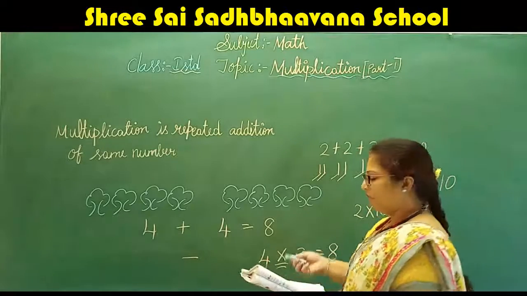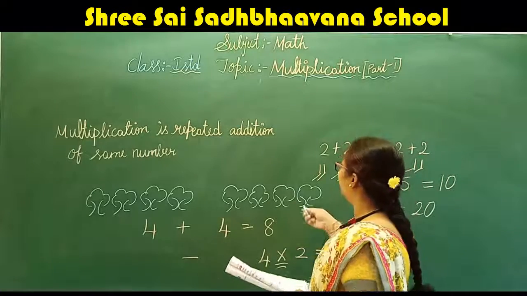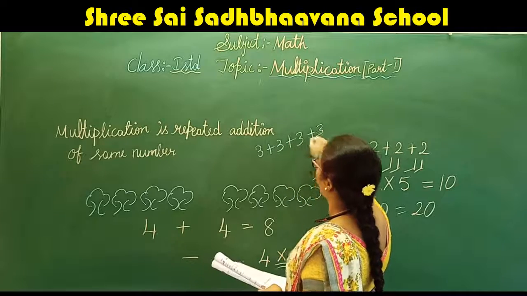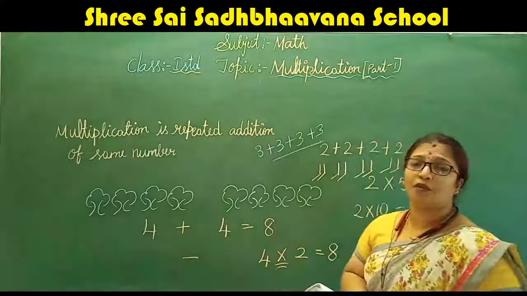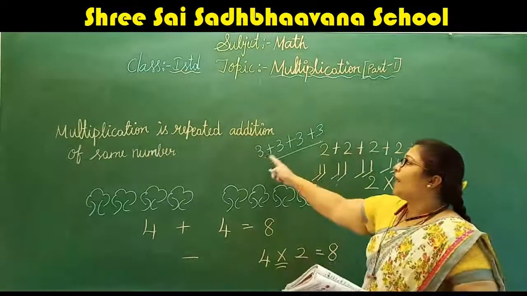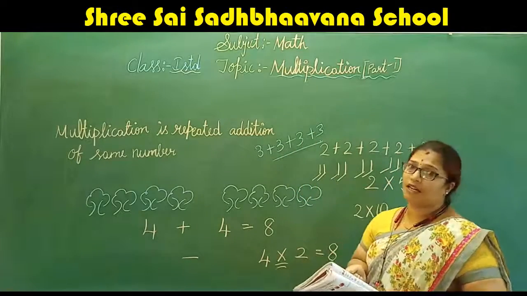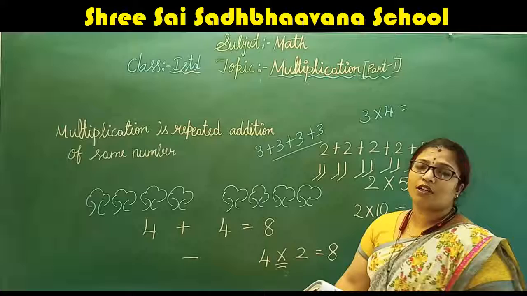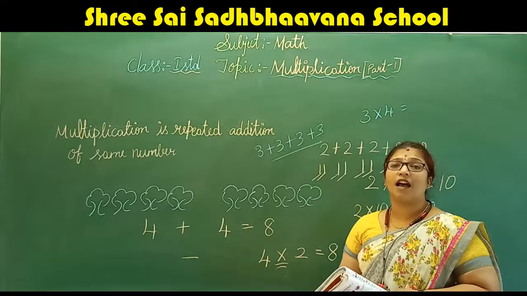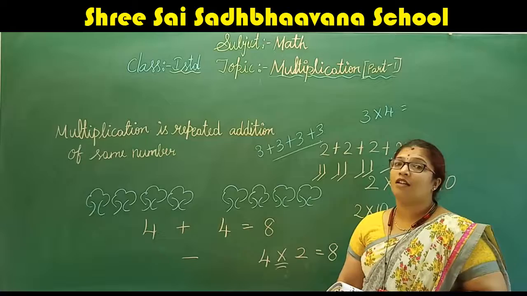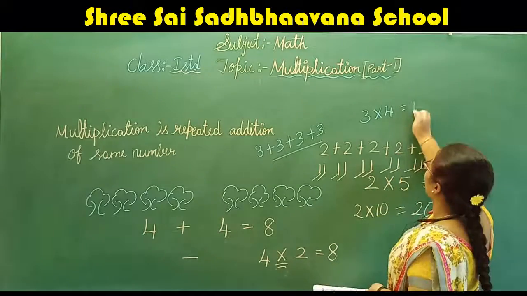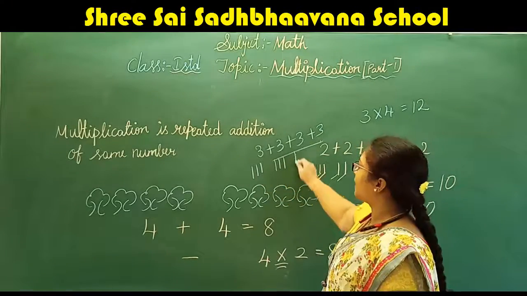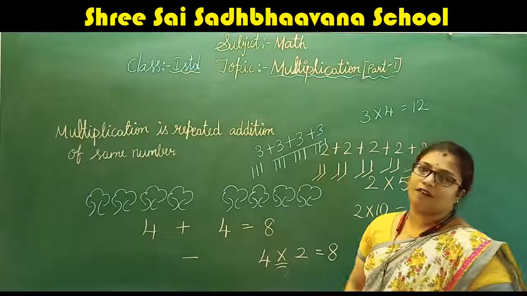Now, 3 I'll take. Okay. 3 plus 3 plus 3 plus 3. So, how many times did I take 3 here? 1, 2, 3, 4. 4 times 3 is repeated, right? So 3 into 4. So what is the table of 3 fours are? 3 fours are 12, right? So you have to write 12. So if you add also 1, 2, 3, 4, 5, 6, 7, 8, 9, 10, 11, 12.